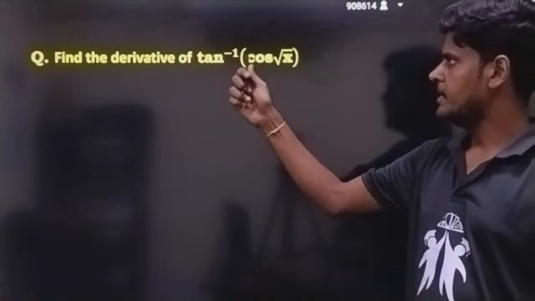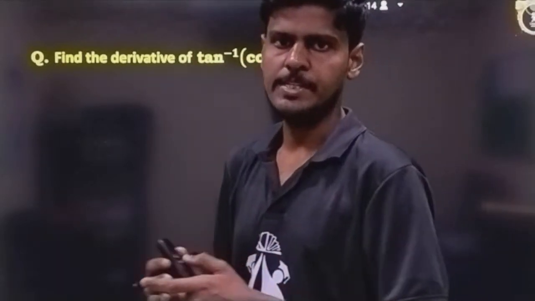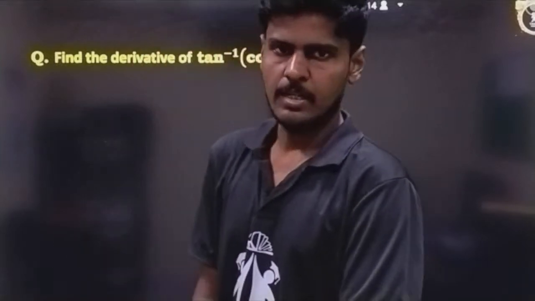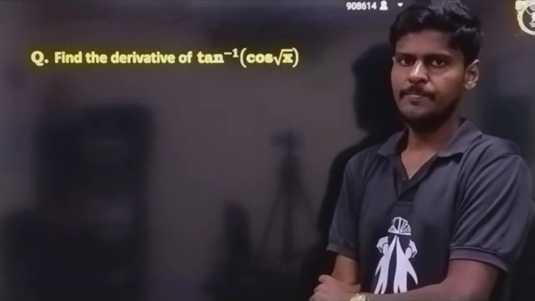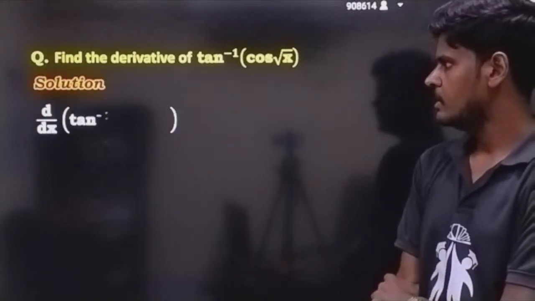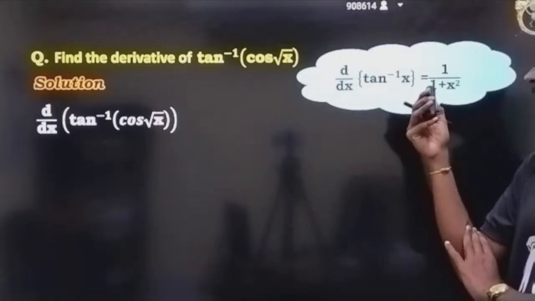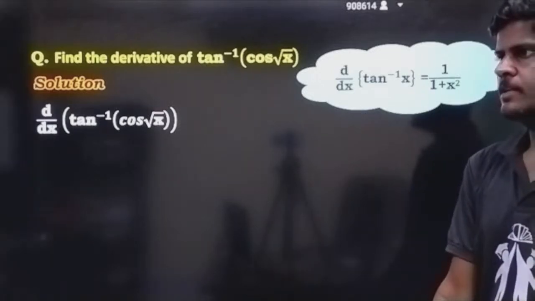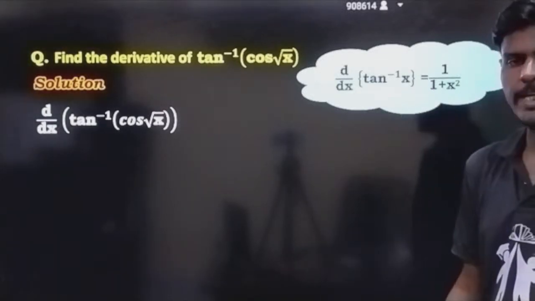Next question, find the derivative of tan inverse of cos of root x. Again, this question is also similar to the previous. Now what we need to do? First, apply the derivative of tan inverse. The derivative of tan inverse x is 1 by 1 plus x square.